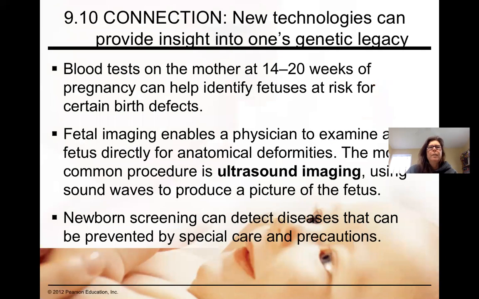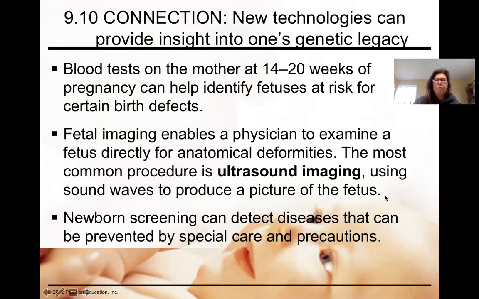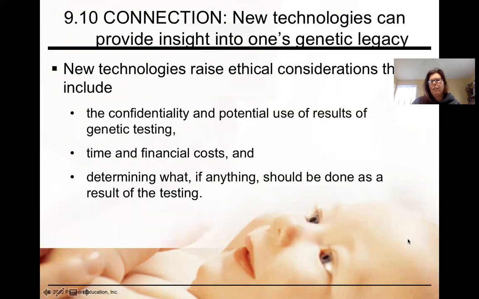So here's just a little bit more. I already kind of mentioned the blood tests. They do a lot of different blood tests to identify these genetic abnormalities. And then ultrasound does a lot of stuff. We can see that on ultrasound. So we have a lot of different tests that we can do. And so again, with these new technologies, we have ethical considerations. We have confidentiality of this genetic testing, the cost. Again, with your results, what do you do with those test results? You know, there are a bunch of different decisions you may want to make.